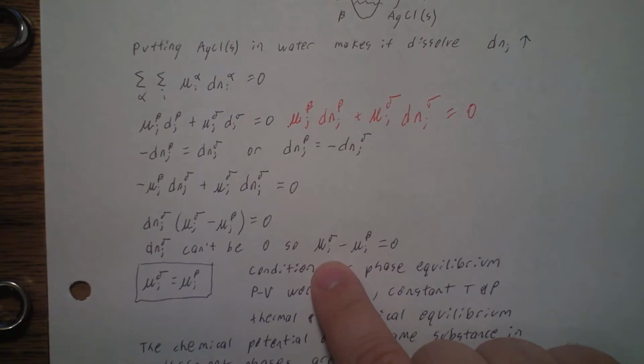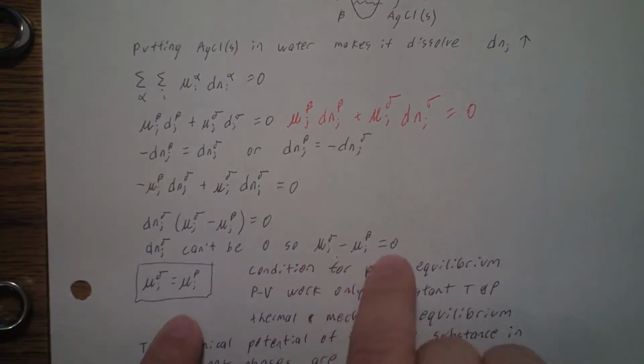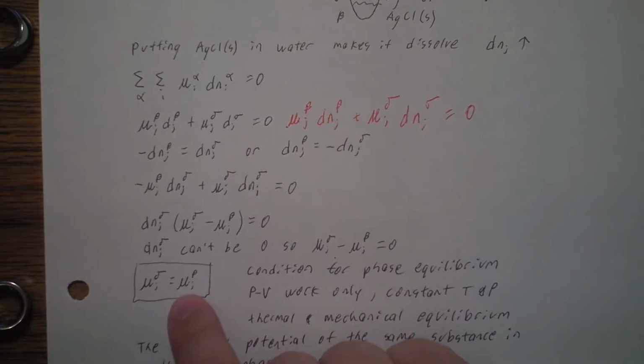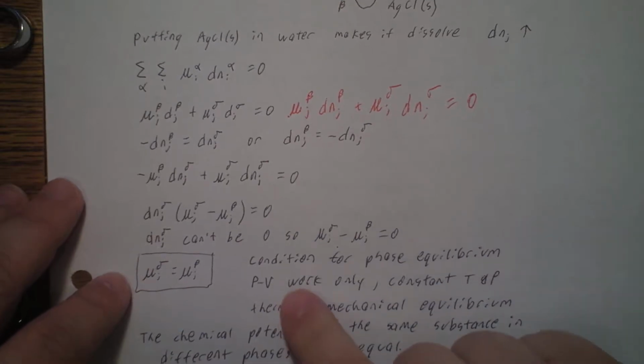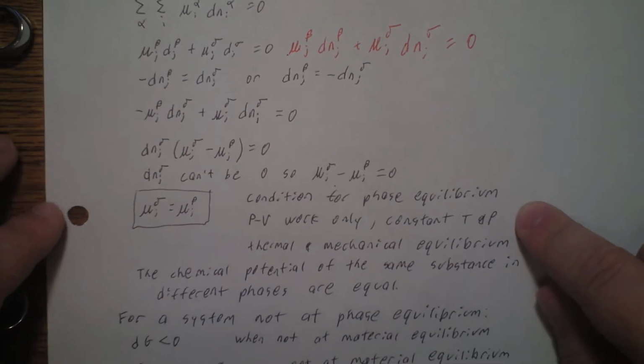So we're going to say the chemical potential of substance J in phase delta minus the chemical potential of substance J in phase beta is going to be equal to 0. So just moving those to opposite sides, the chemical potential of substance J in phase delta is equal to the chemical potential of substance J in phase beta. That is our condition for phase equilibrium. Now this is assuming pressure volume work only and that we're at constant temperature and pressure.